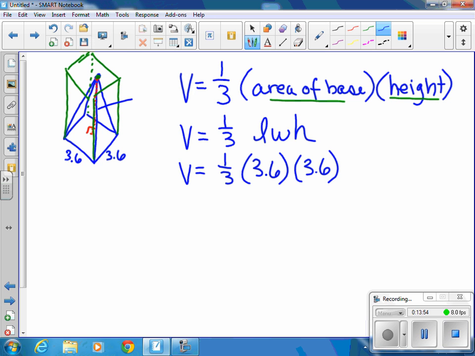Okay, so let's go back to the blue shape. So the red line there, the red height, this is 9, and what are we doing? This is meters. All this is meters. Okay, so this is 9 meters. So we're timesing by 9.